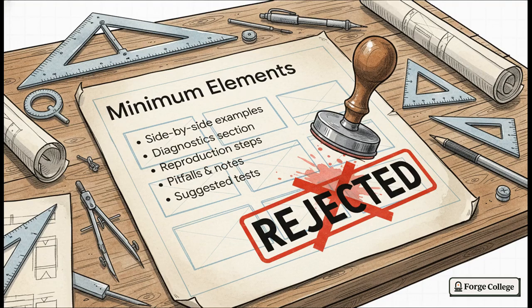1. Side-by-side code examples. 2. A diagnostics section. 3. Completely clear reproduction steps. 4. Pitfalls and translation notes. And 5. Suggested tests. Honestly, if you hand over a code snippet to a reviewer without these 5 elements, you can absolutely expect it to be sent right back to the drawing board.